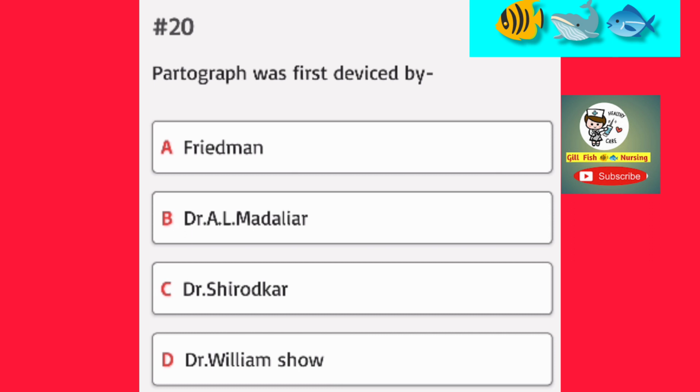Okay, at last, the partograph was first devised by: A Friedman, B Dr. A.L. Madeliar, C Dr. Schroeder and D Dr. William Shaw. So what is the correct answer? The partograph was first invented by Friedman. He first discovered and designed the partograph, and it was improved by Philpott and Castle later. So the correct answer is Friedman.